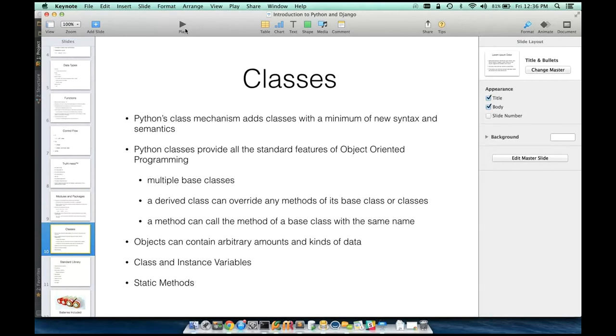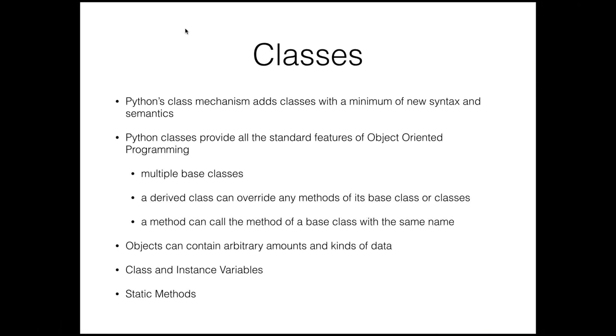Okay, quickly to classes. Again, Python's class mechanism lets you add classes with a very simple syntax. They provide all the features of object-oriented programming, where you can have inheritance, multiple inheritance even. You can have a child class and a base class. A child class can override methods in the base class, or even call methods in the base class with the same name. You can have arbitrary amounts of data in the class. One thing that is kind of interesting about Python is the way class and instance variables work, which I'll quickly show, and then there are static methods, of course.